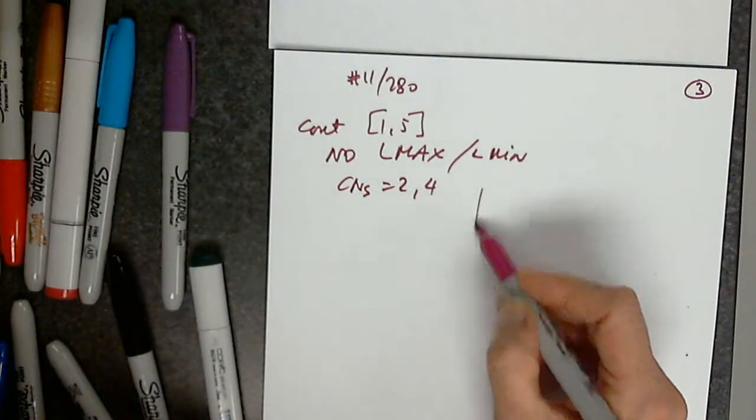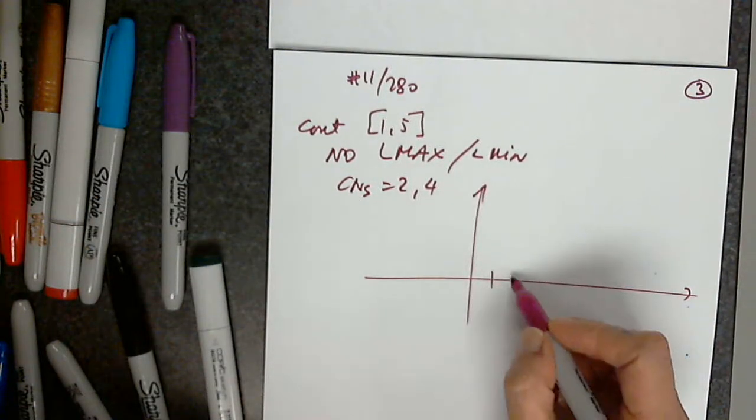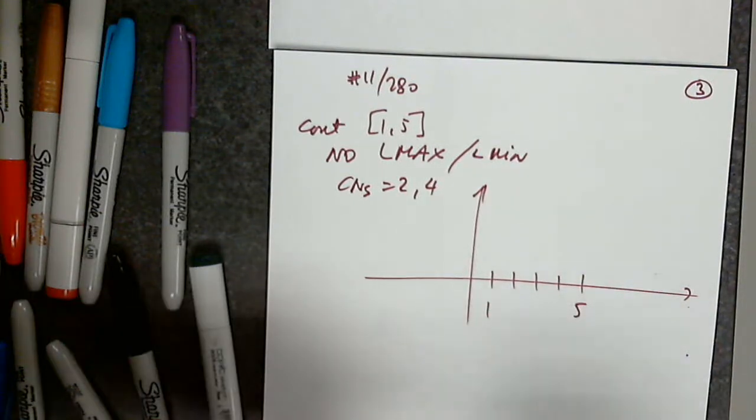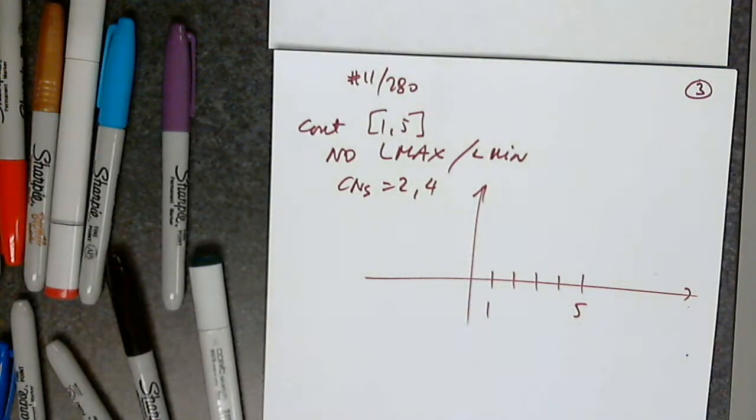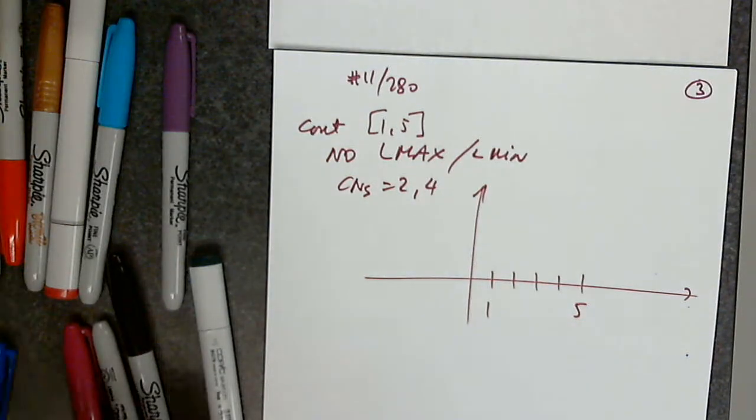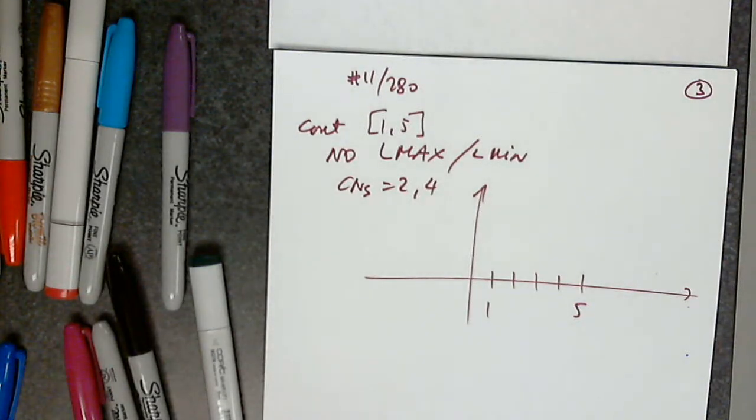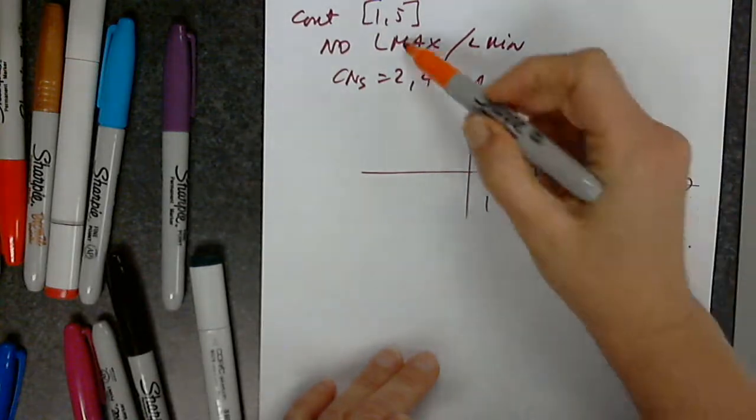So a continuous function, 1, 2, 3, 4, 5. Continuous on 1, 5. No local max, no local min, which means it cannot have a turn. I think this is number 10. Maybe. I know it is. I'm sorry. No, it's fine. I'm sorry. Sketch the graph of a function that has a local max at 2 and is differentiable at 2. Sorry about that.